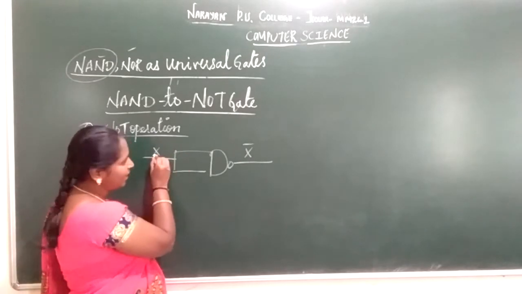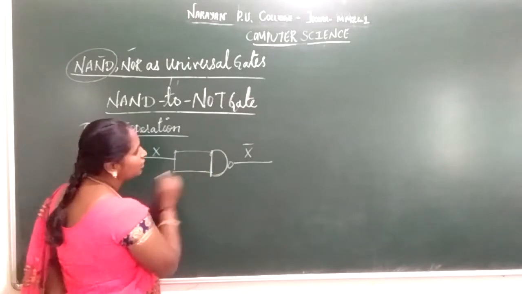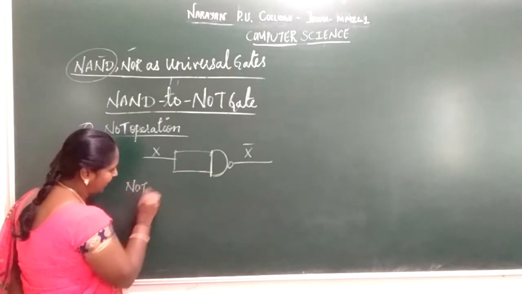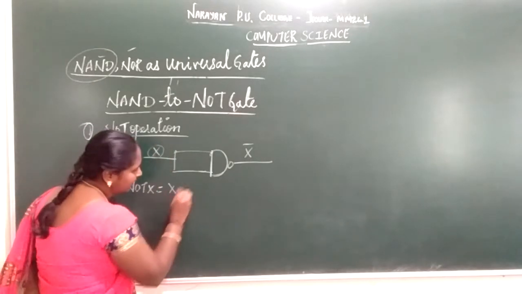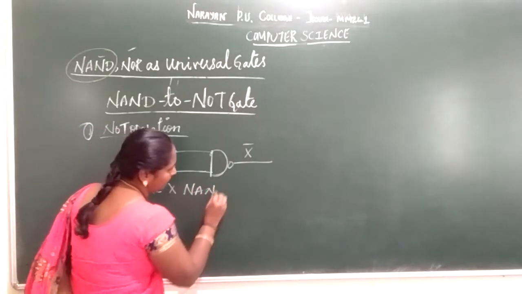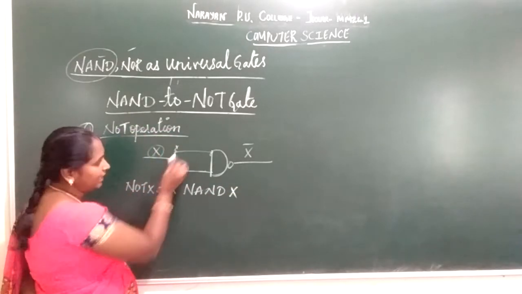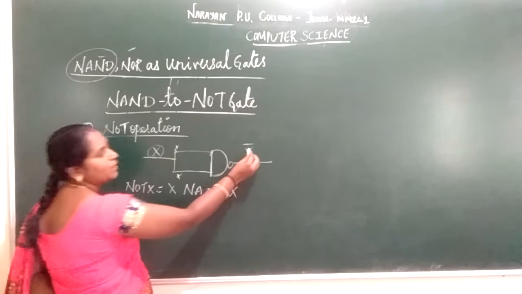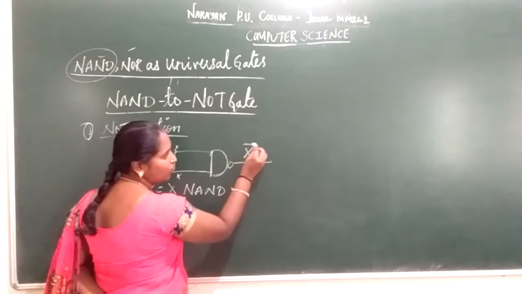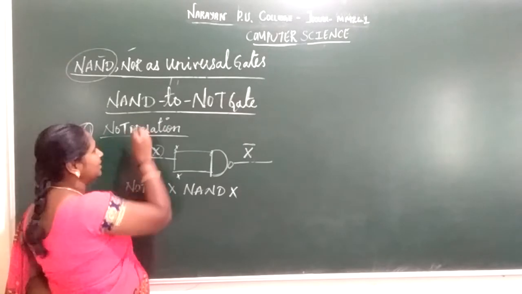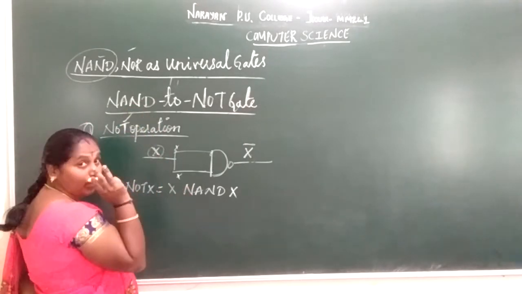But in the NAND operation, you accept 2 inputs. So NOT of X is equal to X NAND X. I am inputting 2 X's, X and X, so the output should be X bar. A NOT gate accepts 1 input and produces an output that is opposite to the input. That is your NOT gate. But an AND gate operates on 2 operands.